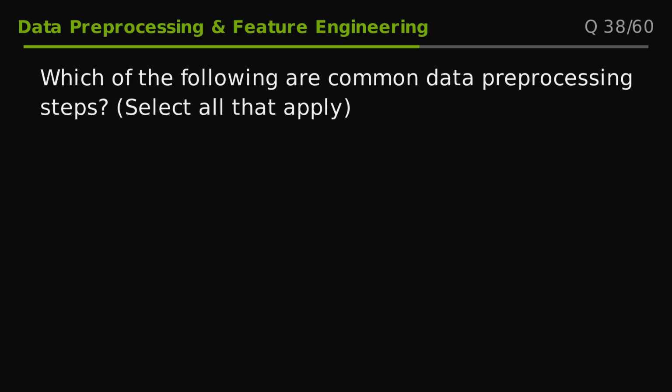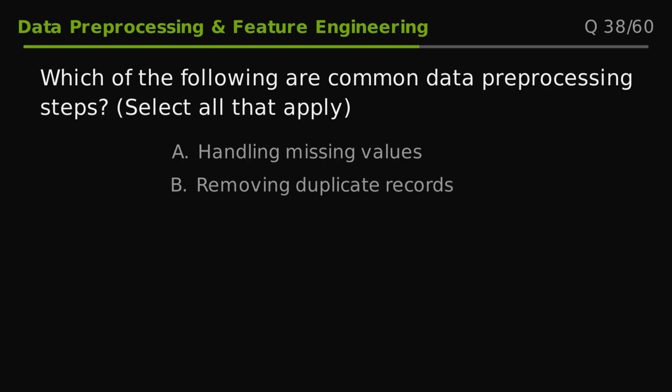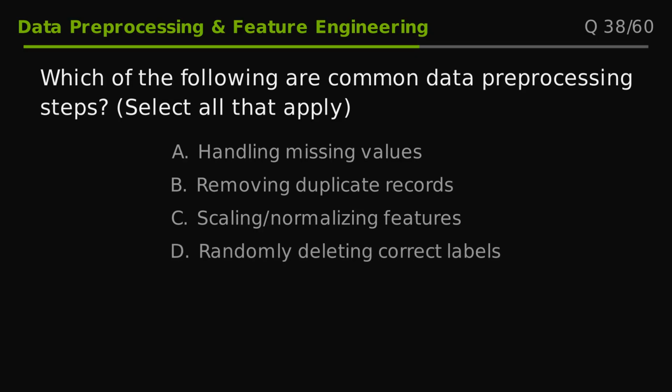Question 38. Which of the following are common data preprocessing steps? Select all that apply. Option A. Handling missing values. Option B. Removing duplicate records. Option C. Normalizing features. Option D. Randomly deleting correct labels.